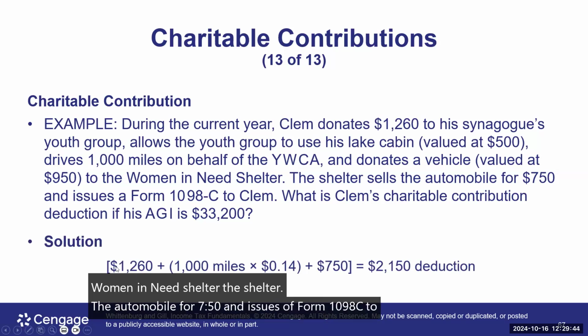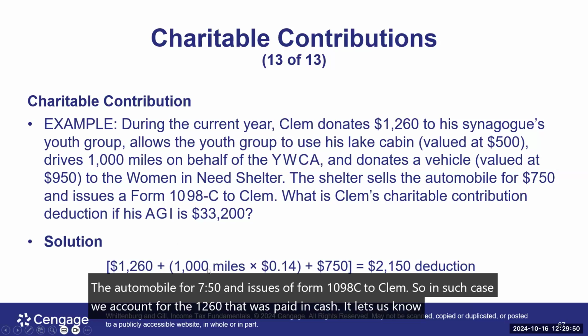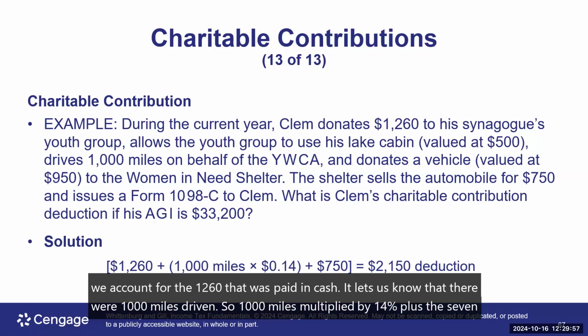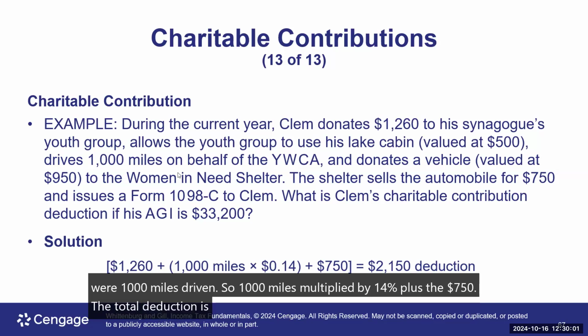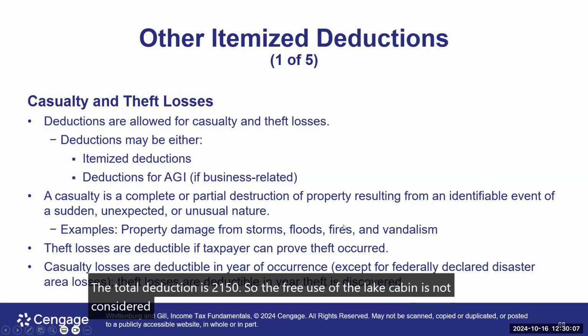So in such case, we account for the $1,260 that was paid in cash. It lets us know that there were 1,000 miles driven, so 1,000 miles multiplied by 14 cents, plus the $750. The total deduction is $2,150. So the free use of the lake cabin is not considered deductible.